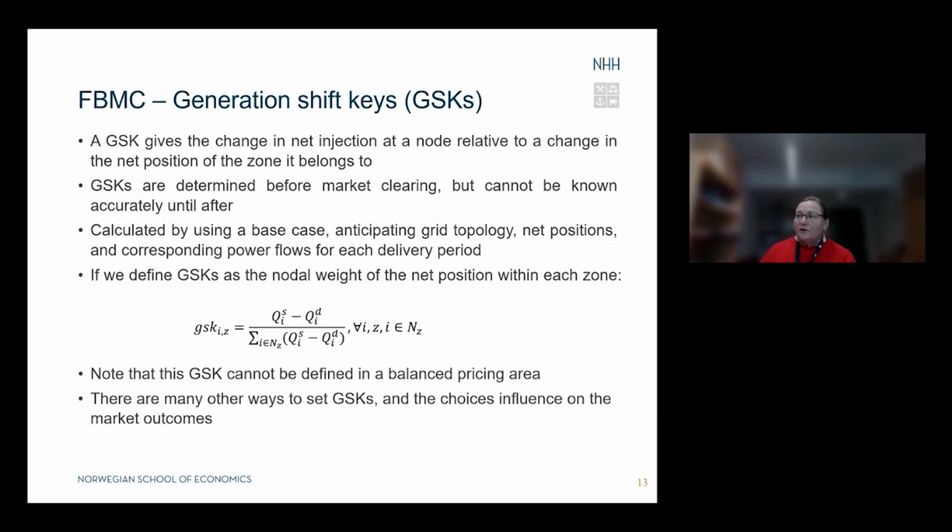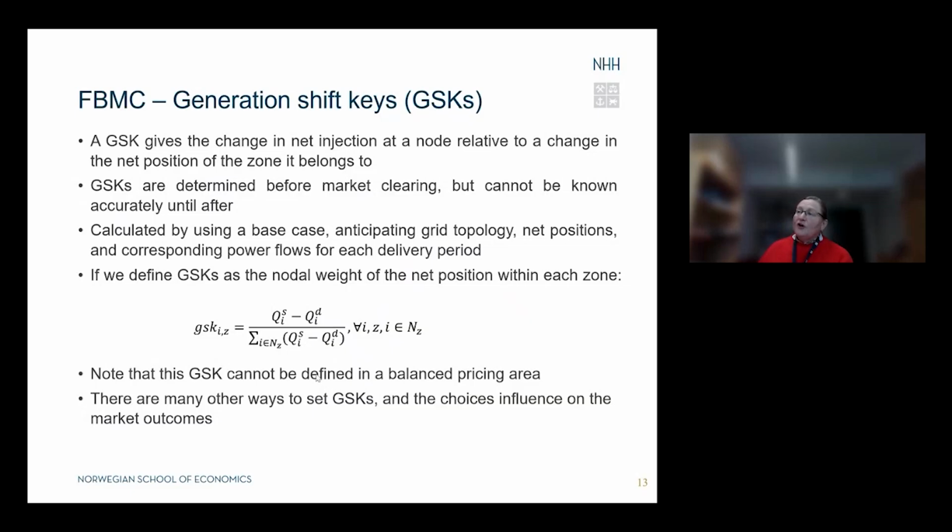And usually it's done by using a base case, anticipating grid topology, net positions, and corresponding power flows for each delivery period. One way of doing it is just to have a nodal weight for the net positions within each zone. But there are many different ways of doing it. In the beginning, Germany was said to have a uniform GSK, meaning that all nodes in a price area had the same weight in the calculations.